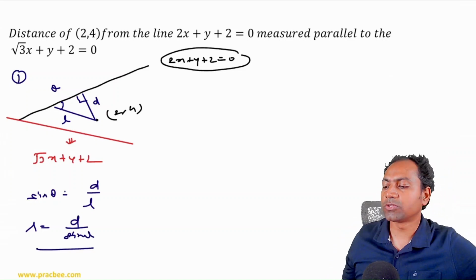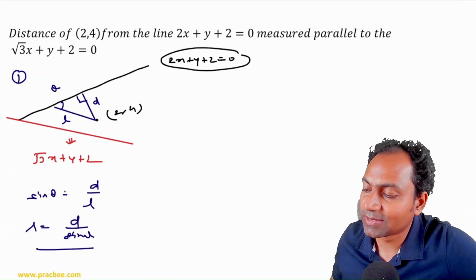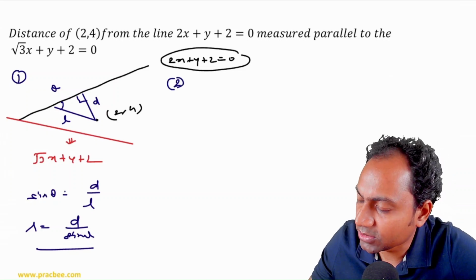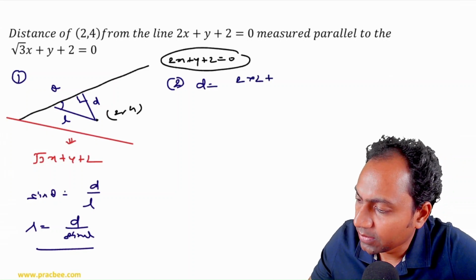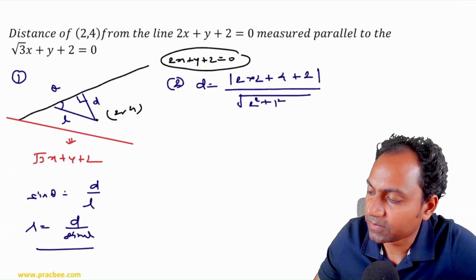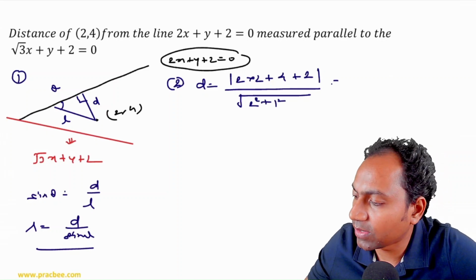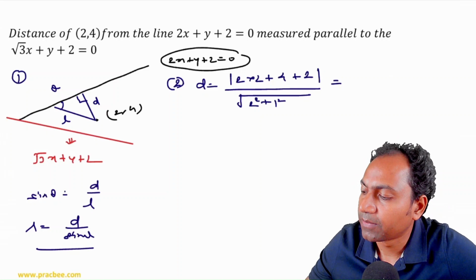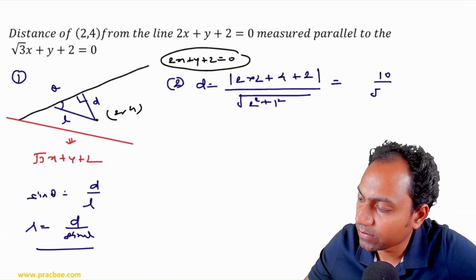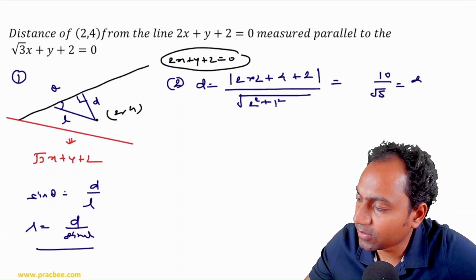Now in order to do this question, I will require two things. One is sine theta and the second one is d. So d is very simple to find. It is nothing but the perpendicular distance. If I want to find d, the formula is very simple: mod of 2 into 2 plus 4 plus 2, divided by root of a square plus b square. So this becomes root of 2 square plus 1 square. If I simplify this, what am I getting? 4 plus 4, 8, plus 2, 10, 10 by root 5. And this becomes nothing but 2 root 5.